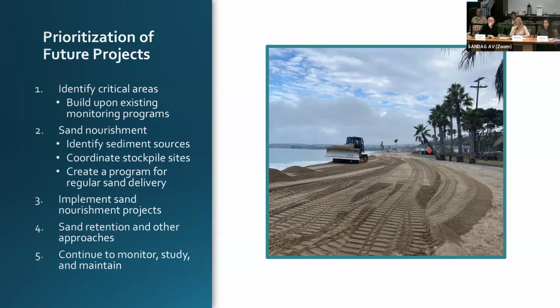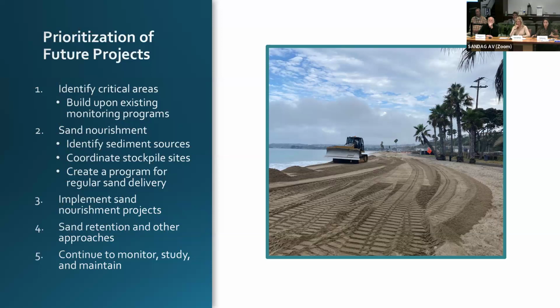So really looking at this project, the plan itself looks at prioritizing future projects, and there was a lot of support here for sand nourishment plans. And so that's probably the top priority for Orange County, to look at sand nourishment and placement. And then from there, looking at retention projects following sand nourishment. And then finally, it's always important to continue to monitor, study, and maintain.